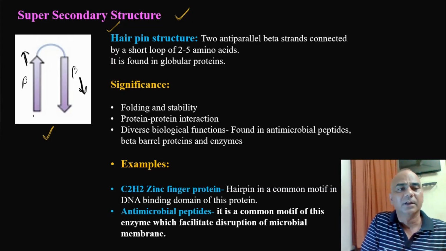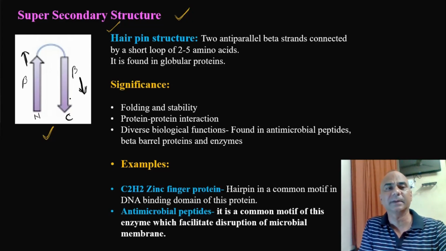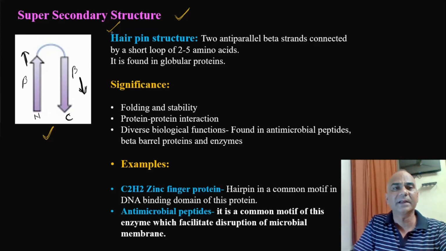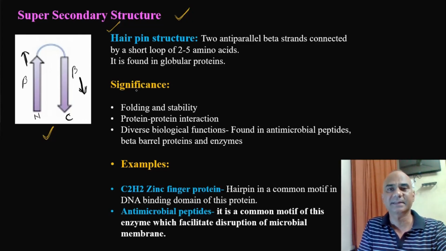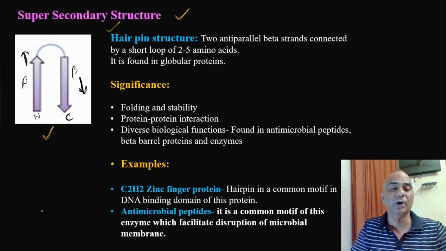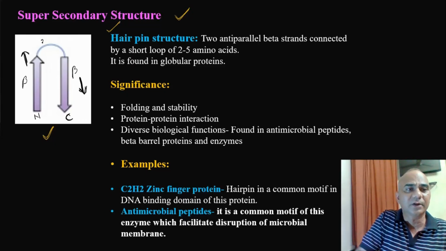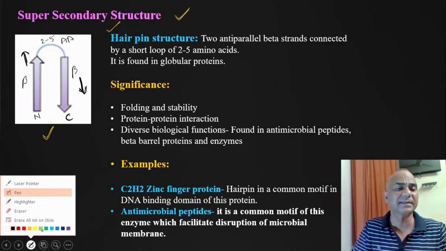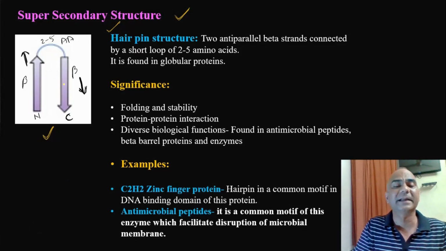As I have already explained, when the N terminus of one polypeptide chain comes near to the C terminus of another polypeptide chain, such an arrangement is called the antiparallel arrangement. In the hairpin structure, two antiparallel beta sheets are connected by a short loop of 2 to 5 amino acids. Here 2 to 5 amino acids are present at the connection site of these polypeptide chains. Such super secondary structures are commonly found in globular proteins.